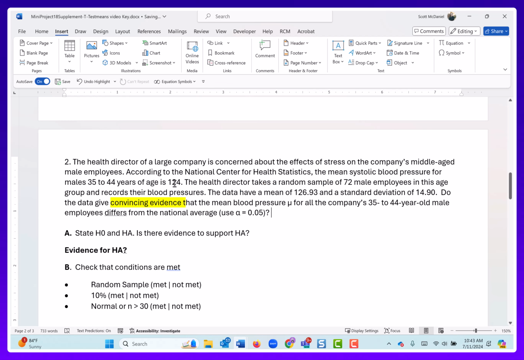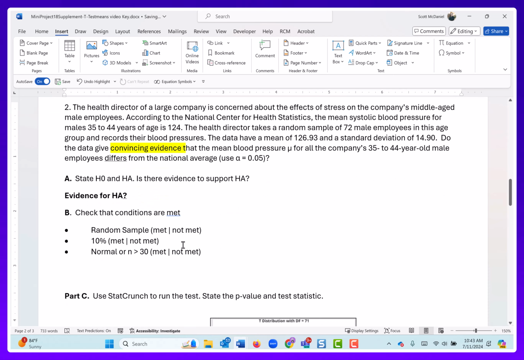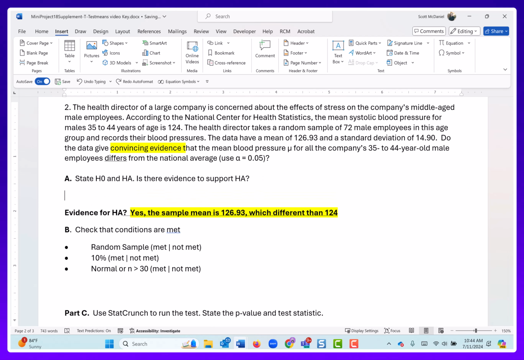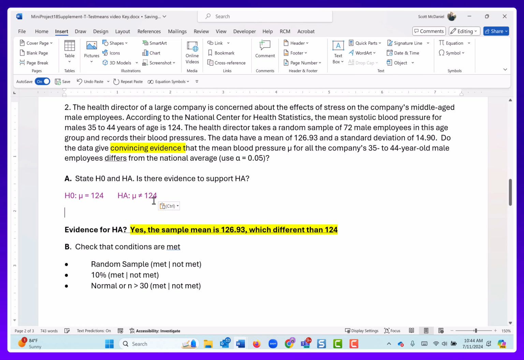So here's the national average at 124. Here's our sample mean at 126.93, about 3 points higher. So do we have evidence? Yes, we do have evidence. The sample mean is different than 124. And I forgot to state H0 and HA. So we have H0: the mean equals 124, and HA: the mean does not equal 124.